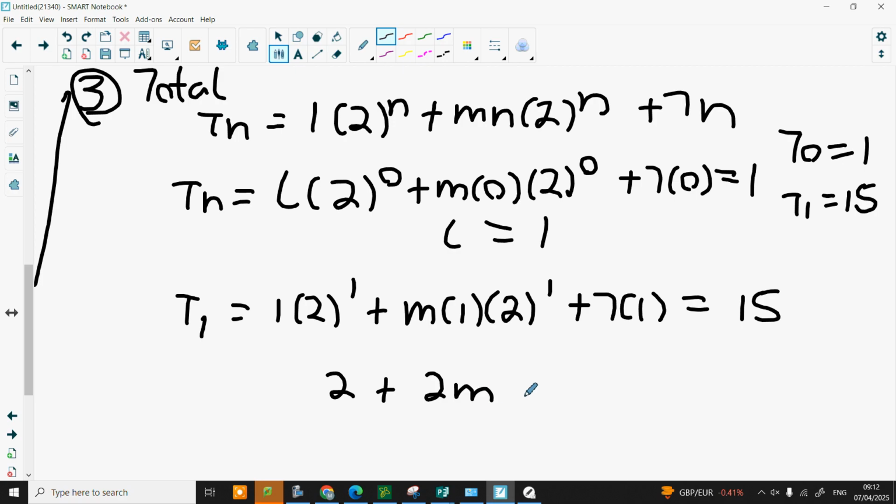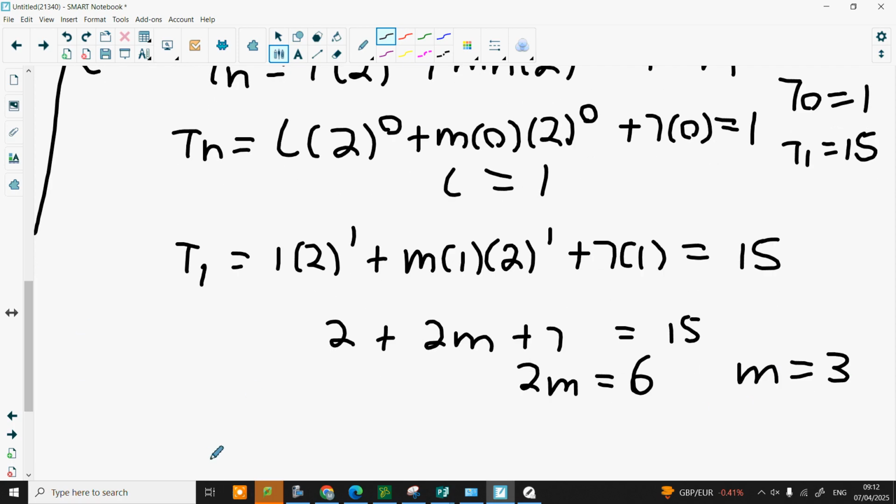2 plus 2m plus 7 equals 15. 2m equals 6. m equals 3. Yeah, we got it. And then compose it all into one big solution.